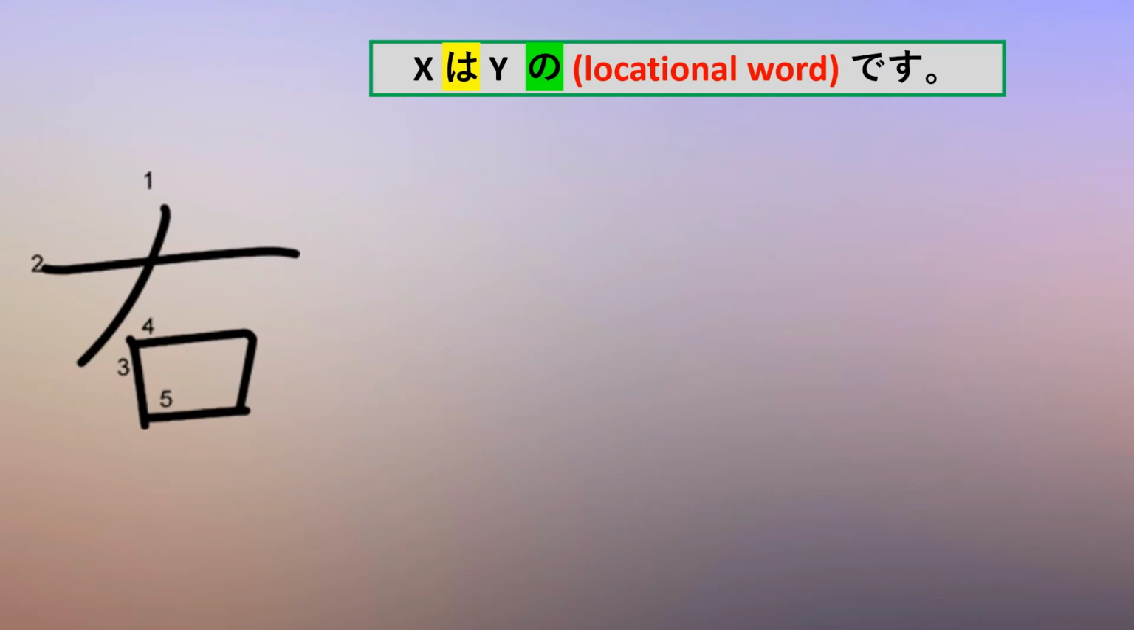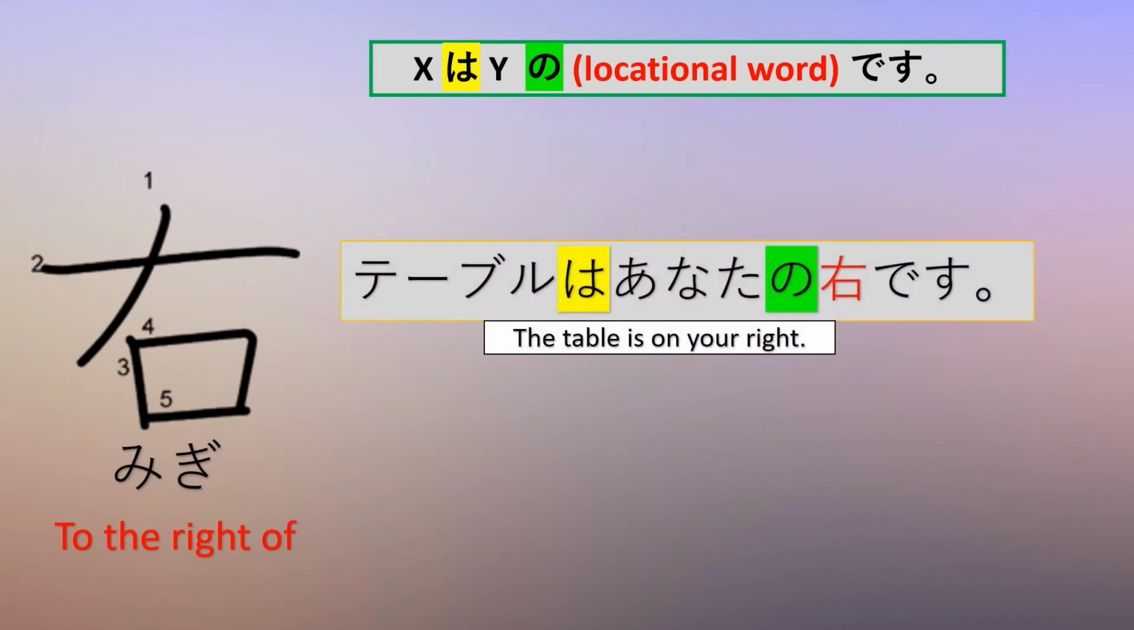The other location words are here. To the right, migi, to the right. For example, teburu wa anata no migi desu. The table is on your right. So here the reference point is you, and the topic, or the thing that we want to find, is the table. Teburu wa anata no migi desu. So the table is on your right.